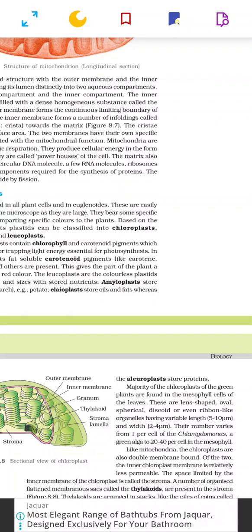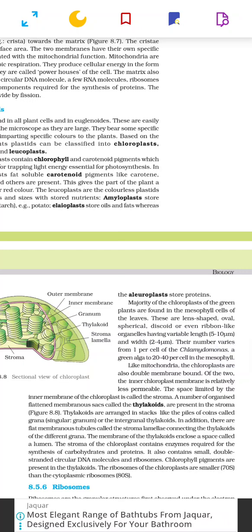Like mitochondria, the chloroplasts are also double membrane bound. One of the two chloroplast membranes is relatively less permeable. The space limited by the inner membrane of the chloroplast is called the stroma. A number of organized flattened membranous sacs called the thylakoids are present in the stroma. Thylakoids are arranged in stacks like piles of coins called grana, singular granum, or the intergranal thylakoids. In addition, there are flat membranous tubules called the stroma lamellae connecting the thylakoids of the different grana. The membrane of the thylakoid encloses a space called a lumen.